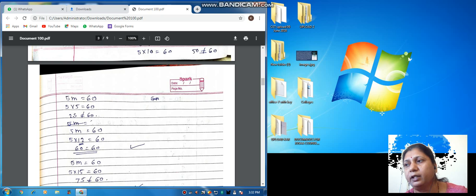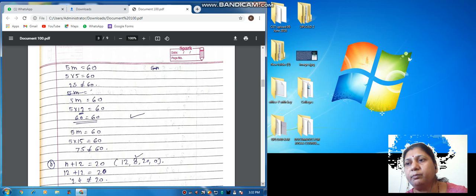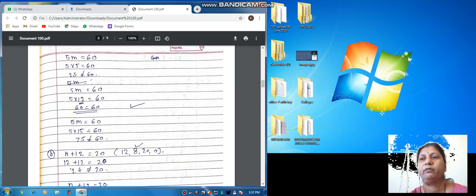Okay? Does everyone understand how we have to solve? We have to just put the values of the variable given in the bracket and solve the equation. When it is satisfied, that means at which value we have satisfied the equation, you have to just tick it.